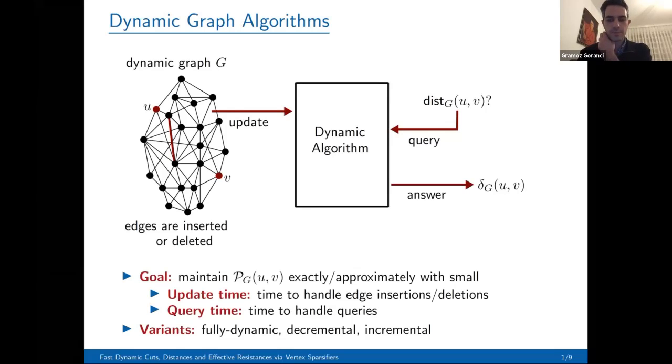You want to actually design an algorithm that has a small approximation factor. And in this case, you want to approximate some graph property like shortest path distance. At the same time, you want to minimize the update time, which is the time to handle edge insertions and deletions, and the query time, which is the time to handle the queries. There are several variants of dynamic algorithms studied in the literature. You have fully dynamic algorithms where you support edge insertions and deletions, decremental where you only support deletions, and incremental where you only support insertions.